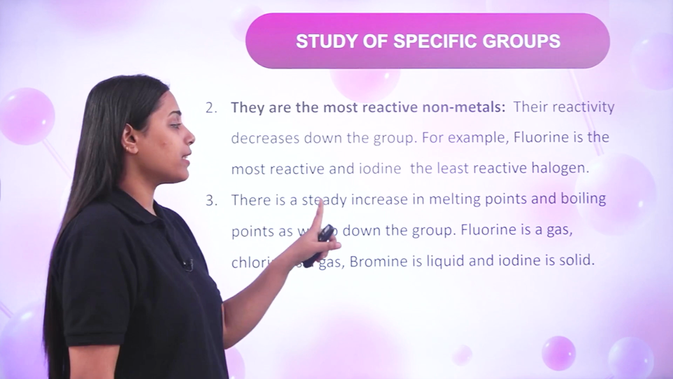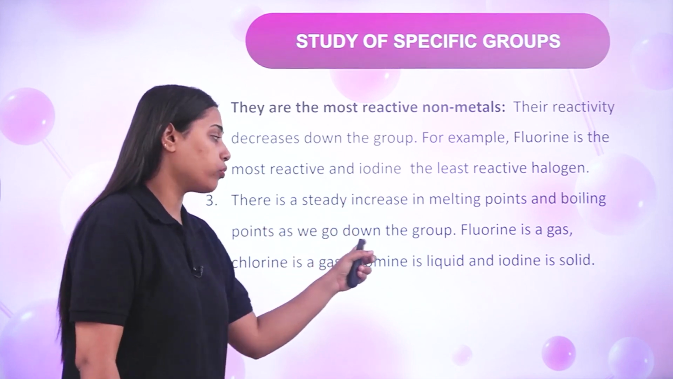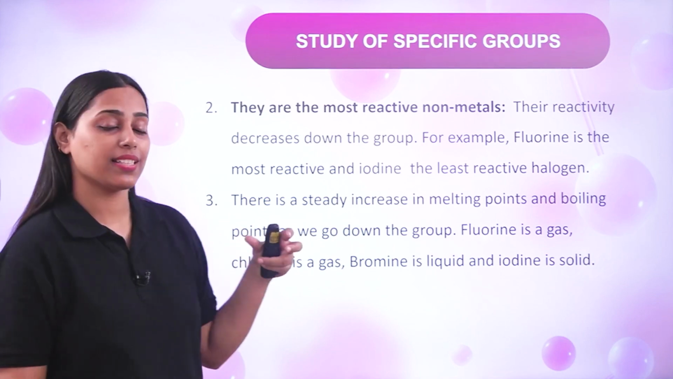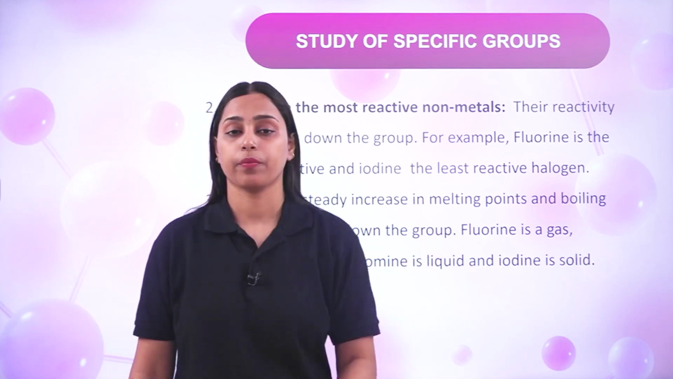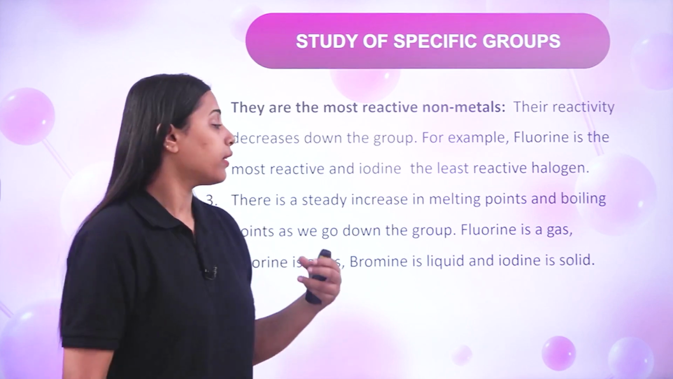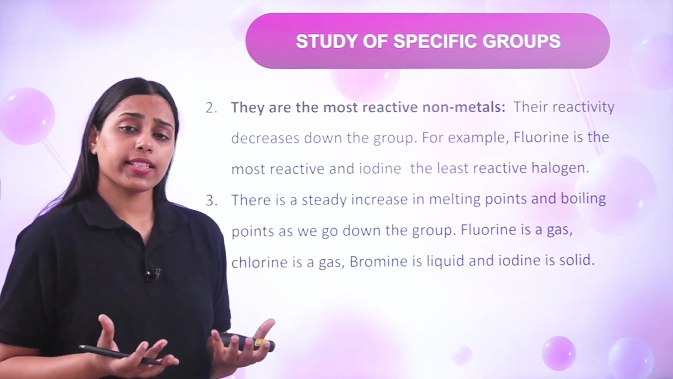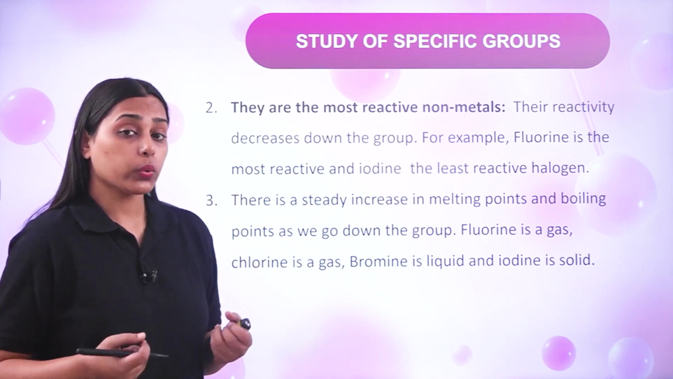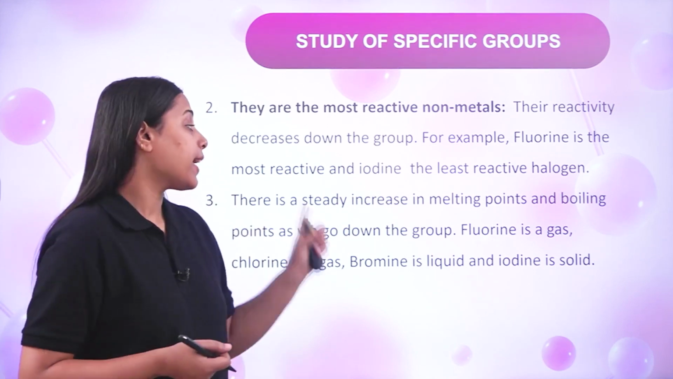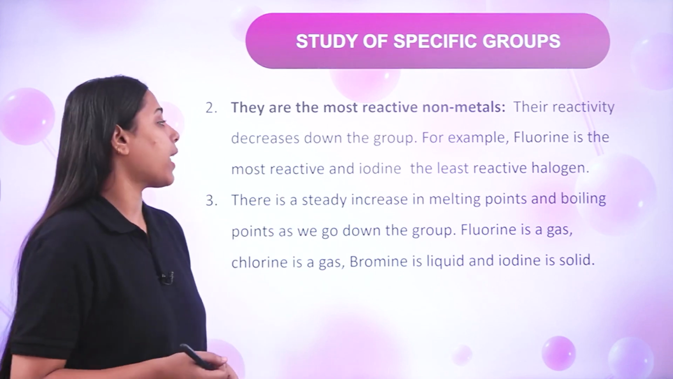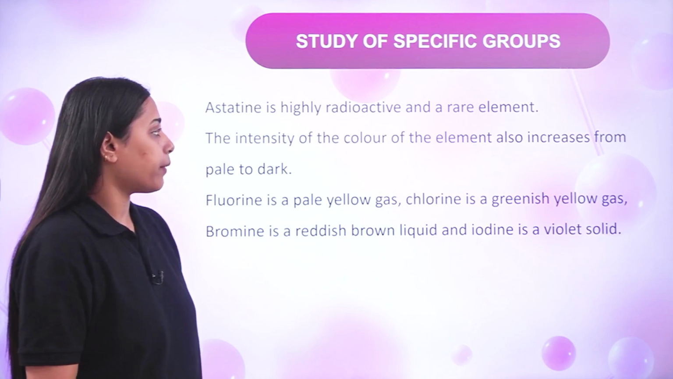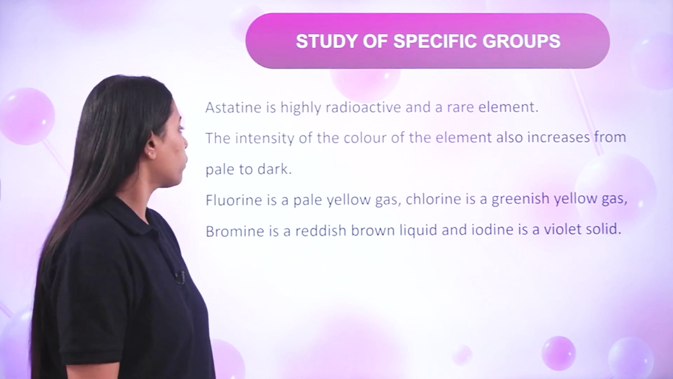There is a steady increase in the melting point and boiling point as we go down a group. Fluorine is a gas, chlorine is a gas, bromine is a liquid, and iodine is a solid. So what happens is that on coming down a group, because mass is increasing, the van der Waals forces existing between the atoms are going to increase, which causes transition of physical state from gas to solid in these halogens. Astatine is highly radioactive and a rare element. The last element is radioactive, we know this very well.